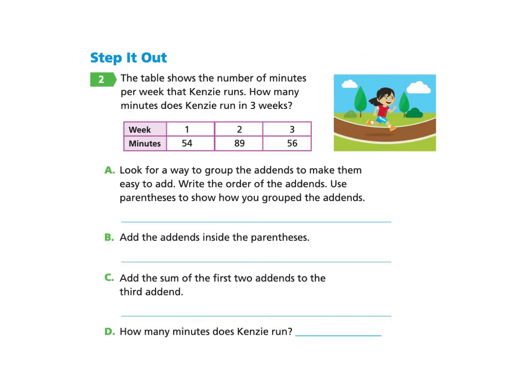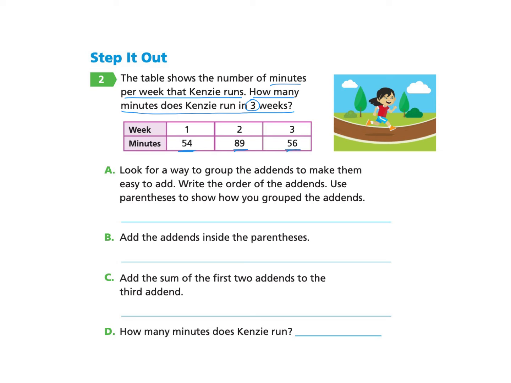Now let's take a look at the next page, page 251, under Step It Out, Part 2. The table shows the number of minutes per week that Kenzie runs. How many minutes does Kenzie run in 3 weeks? So the following table shows that on week 1, she ran 54 minutes. On week 2, it was 89, and week 3 was 56.